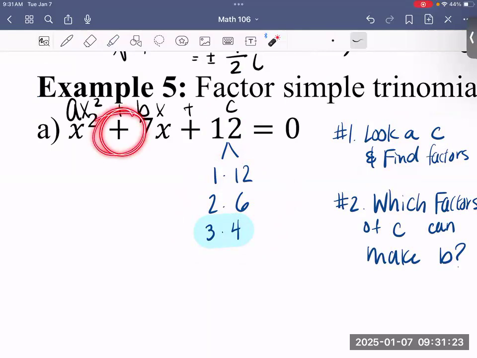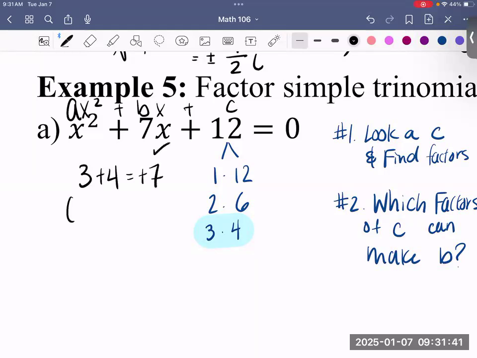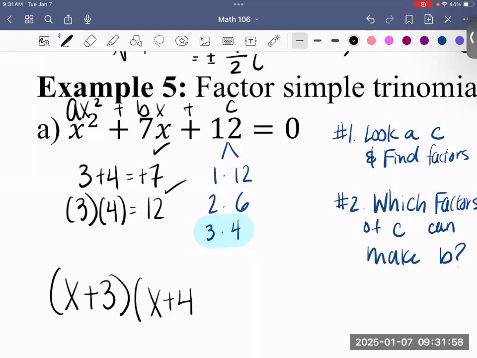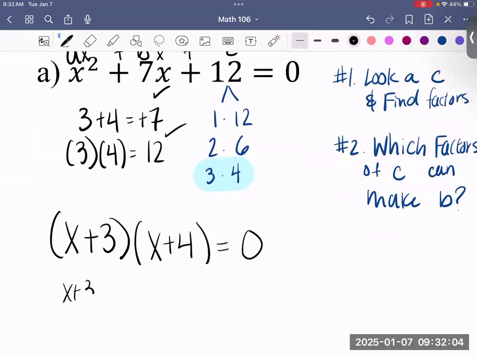Now, ours is positive 7, meaning that how can our 3 and 4 make a positive 7? That is only if they are both being added. So we can say, okay, well, 3 plus 4 make the positive 7. That's B. And if we were to multiply those two together, they still make our positive 12. So that's good. Now, what's nice about simple factoring is that once you find your factors, you can just put them into parentheses. X plus 3, that's one of them, and x plus 4 is equal to 0. From here, we can go ahead and just solve.